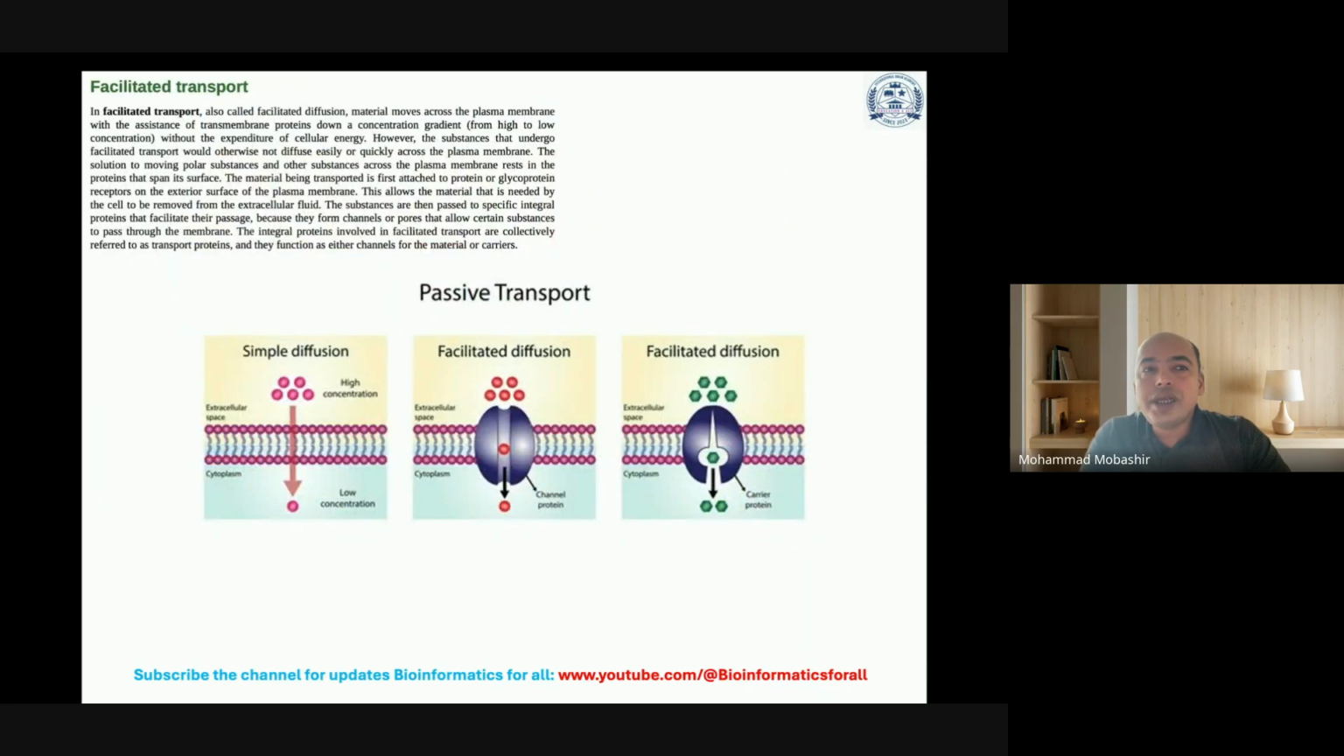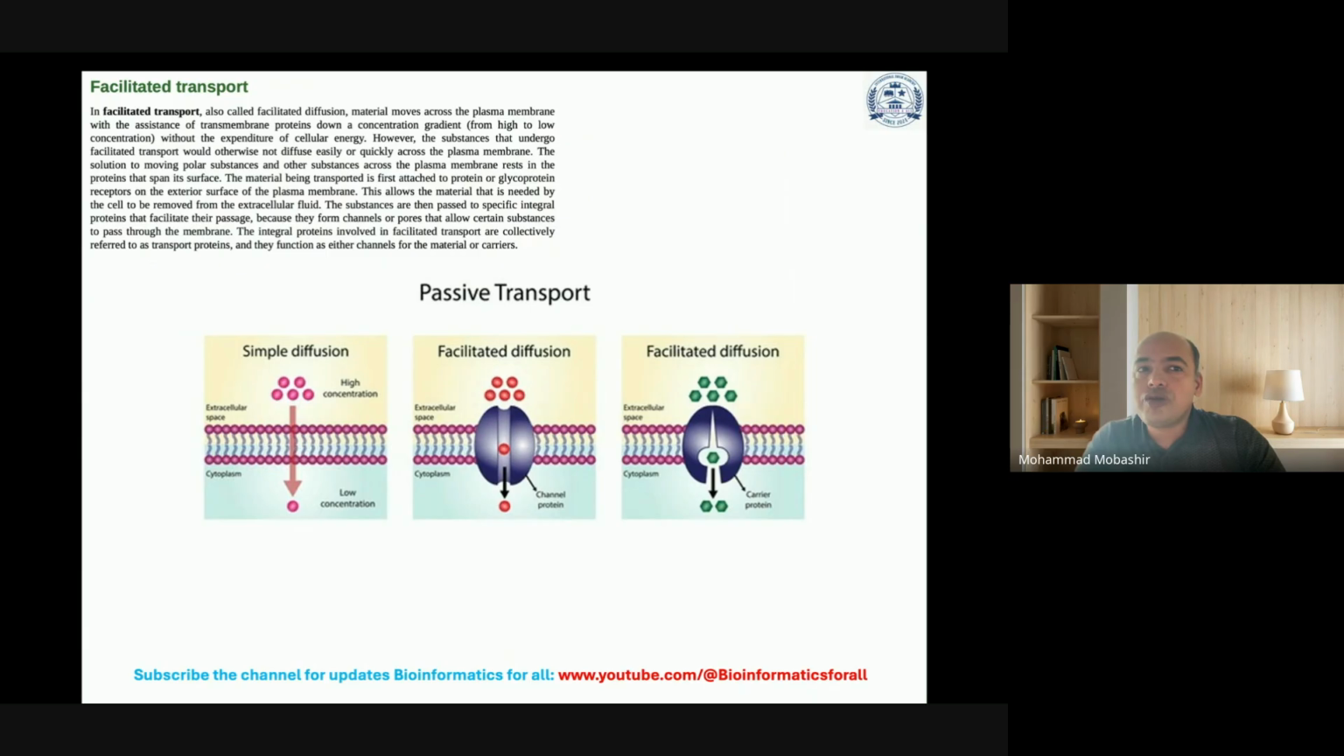Now, in facilitated transport, also called facilitated diffusion, materials move across the plasma membrane with the assistance of transmembrane proteins down a concentration gradient, without the expense of cellular energy. However, the substances that undergo facilitated transport would otherwise not diffuse easily or quickly across the plasma membrane.